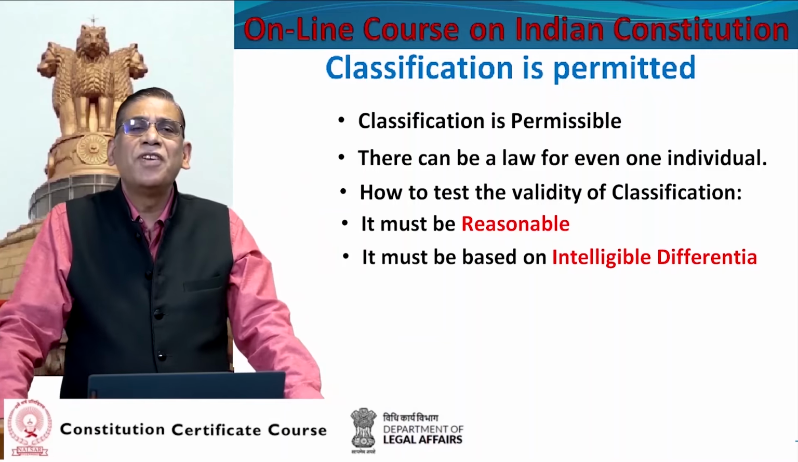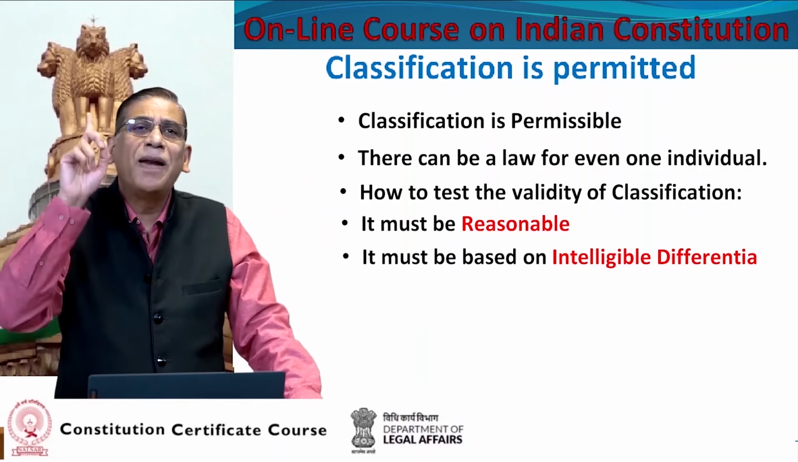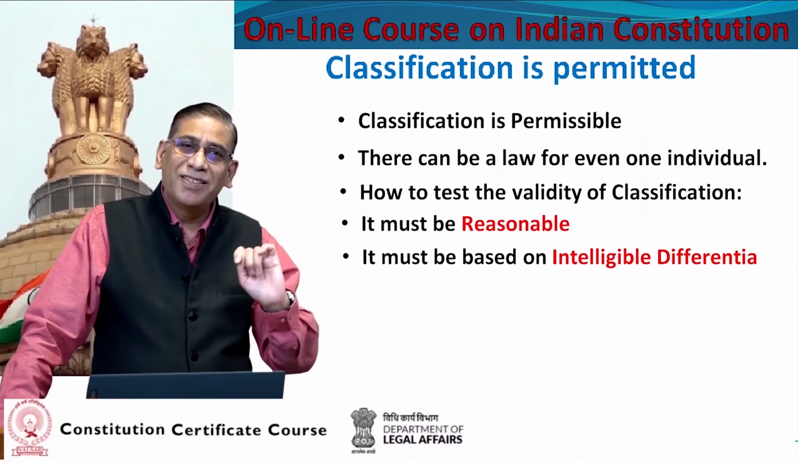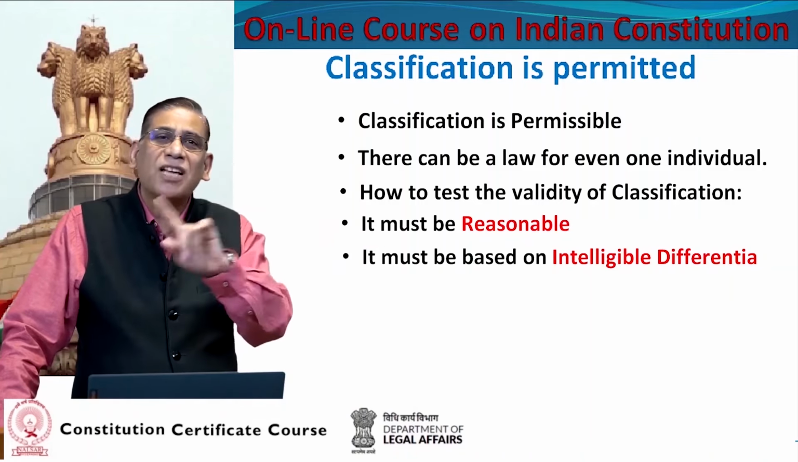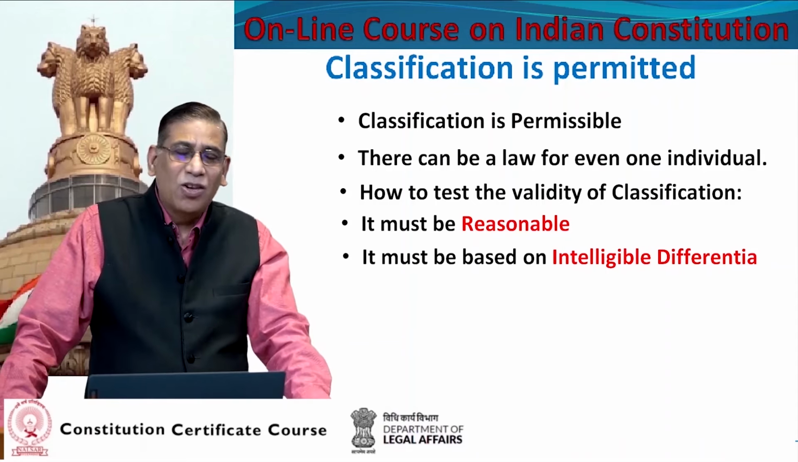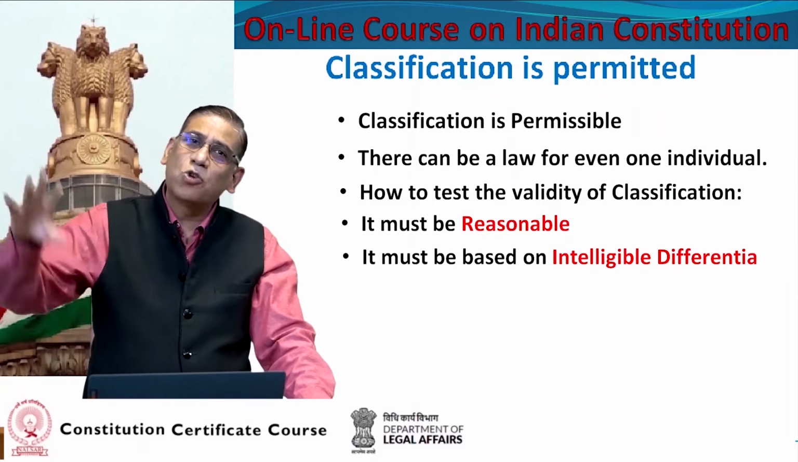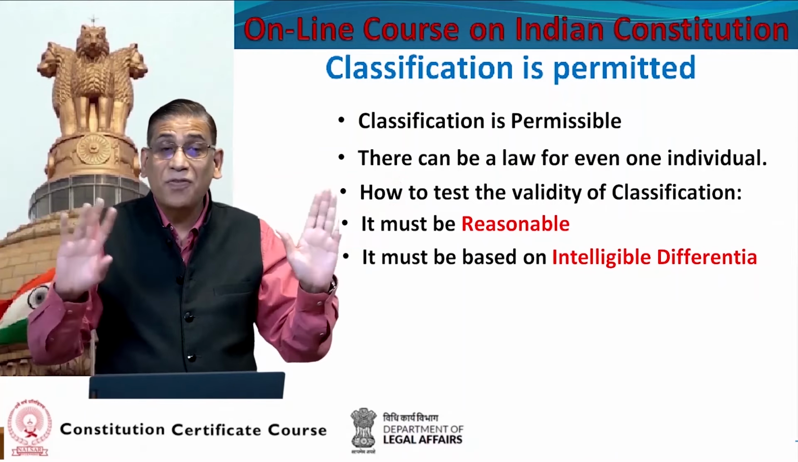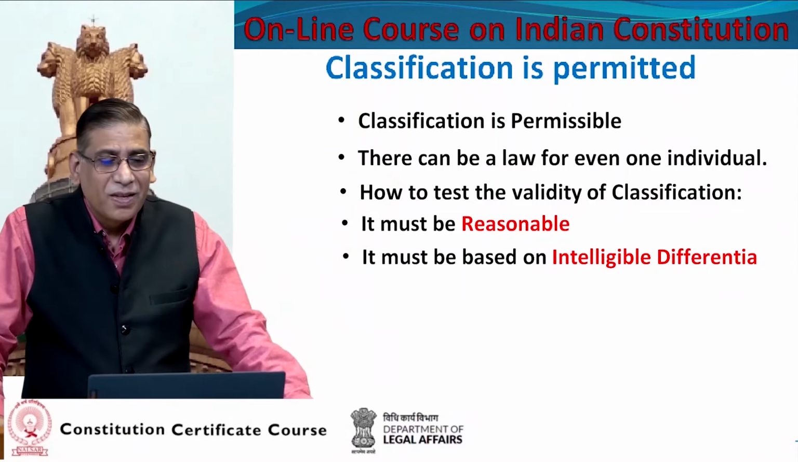You cannot say we are making a law for people who have black hairs and people who have golden hairs will not be covered by this law. This kind of classification is not reasonable classification. Or you cannot say we will pass one law for tall people and another law for short people. This kind of classification is not permissible.